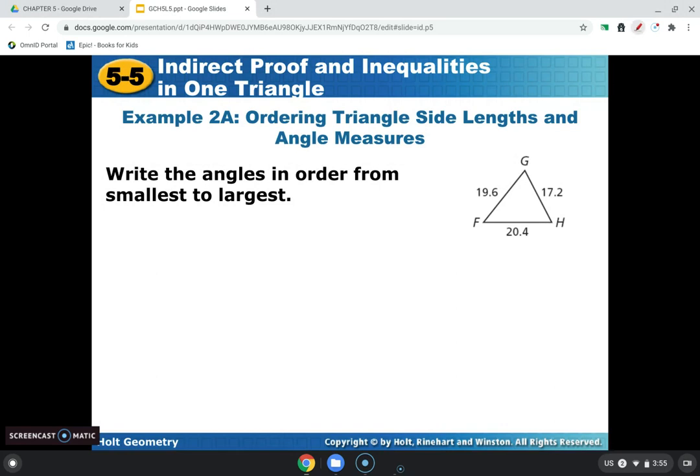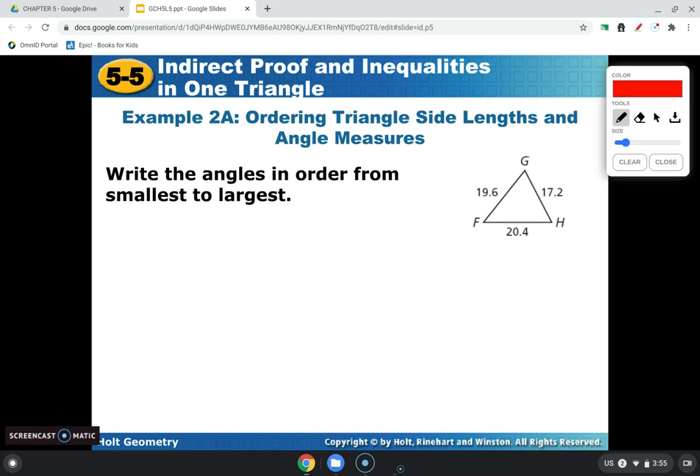So write the angles in order from smallest to largest. Well, 17.2 is the smallest side. So F is opposite. So angle F would be smallest. Angle H would be next. Angle G would be the biggest.